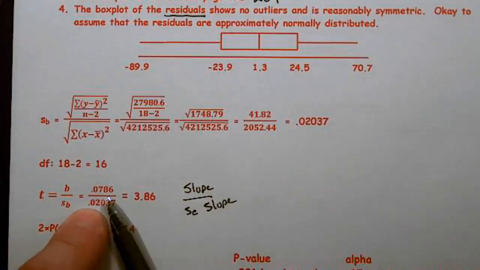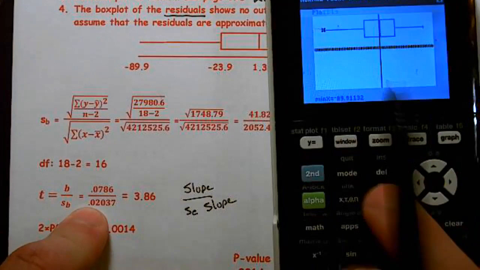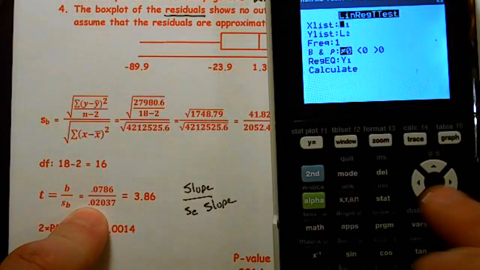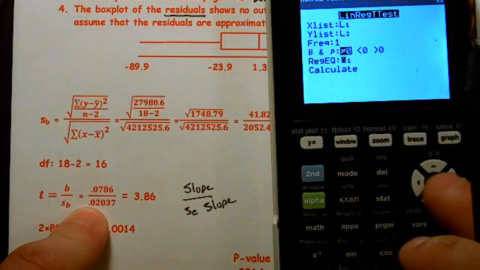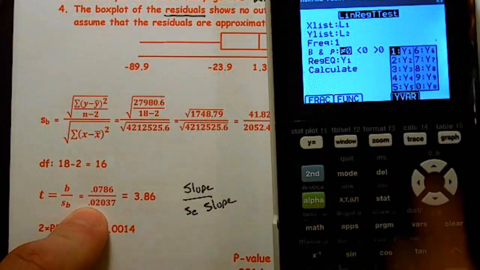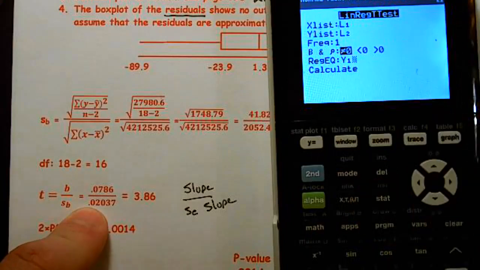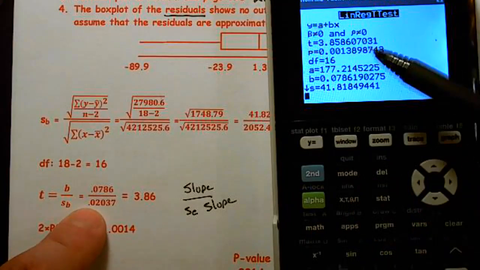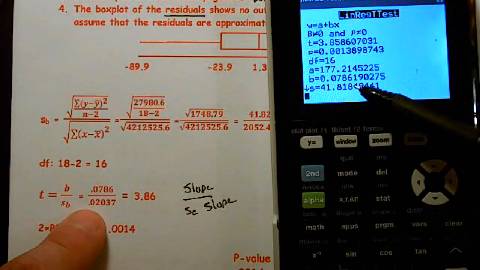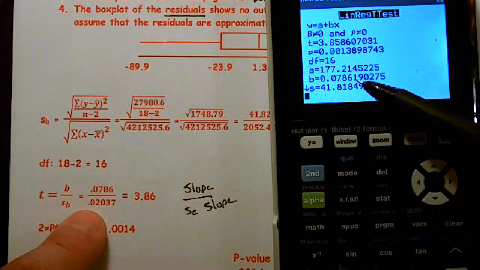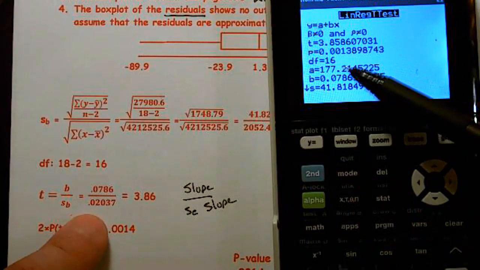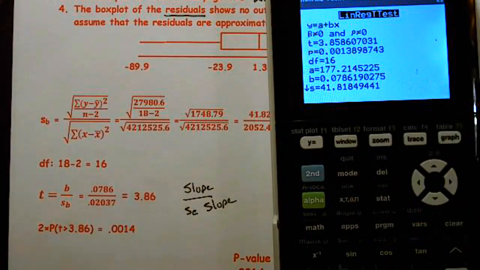And the slope you can get from the calculator, because you can go stat, test, linear regression t-test. Make sure you have the not equal there, because that was what our null is. And we end up getting our slope, that little b, 0.0786. All right, so our slope is 0.0786. And you can also see that we have our T statistic.